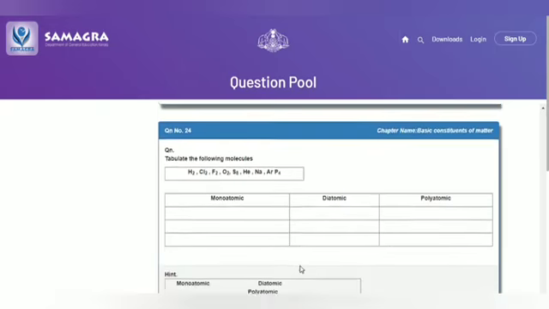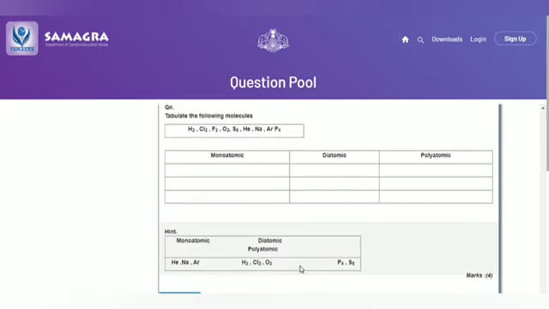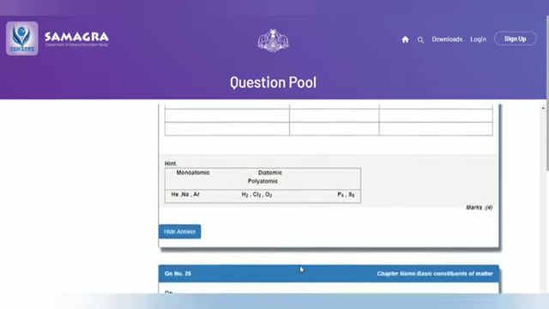24th question, tabulate the following: monoatomic, diatomic and polyatomic. Monoatomic, from the table we can see helium, sodium and argon. Diatomic: hydrogen, chlorine and oxygen. Polyatomic: P4 and S8.